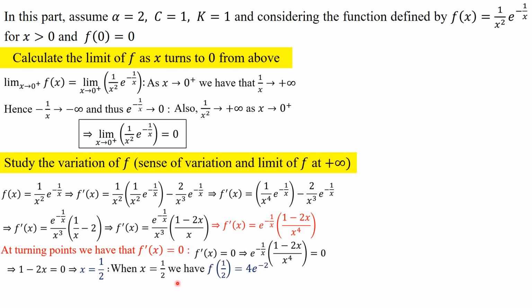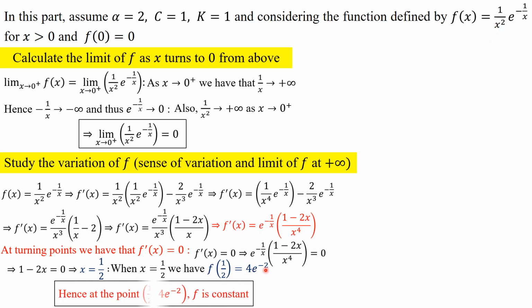Now we need the corresponding y coordinate, which is f of half. So for f of half, we just replace x with half here, and we are going to get 4 e raised to the power negative 2. So we can draw a conclusion that at the point half, 4 e raised to the power negative 2, the function is constant because the first derivative is 0.